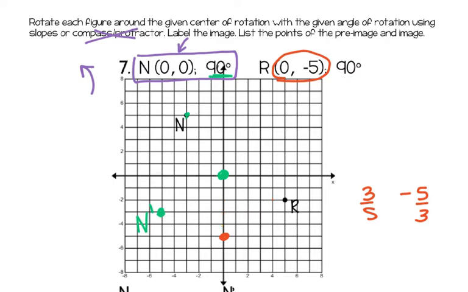And so I'm going to go to my point of rotation, and we're going to follow a slope of negative 5/3. Now we don't want to go down 5 and over 3 because that's going to take me the wrong direction. What I'm going to do is go up 5 and backwards 3. Oops.